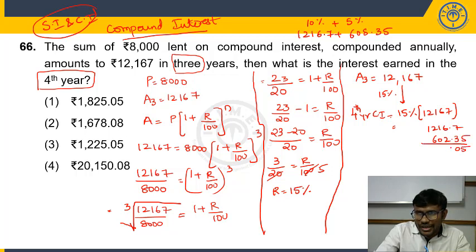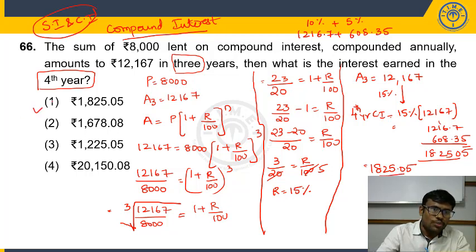So it is 1825.05. Which option? Option number 1. Option number 1 is your answer. Okay. Clear? Let's get into the next question.